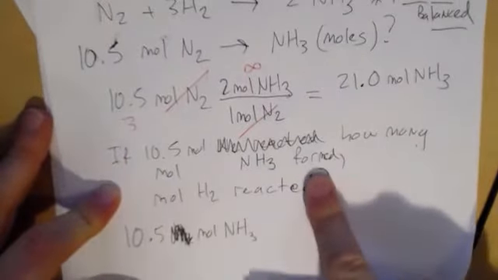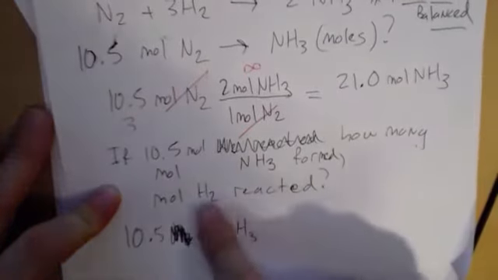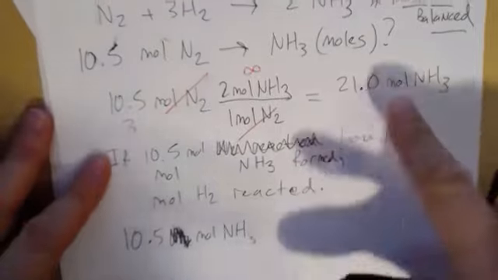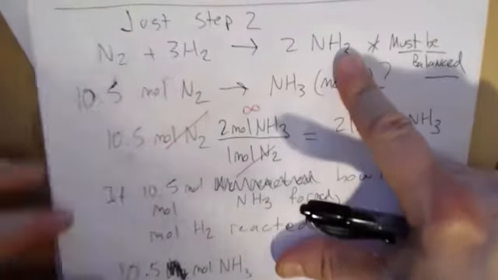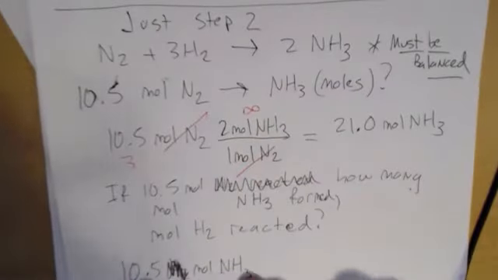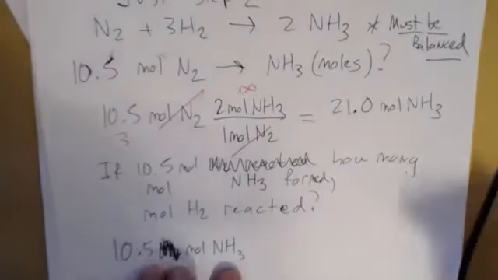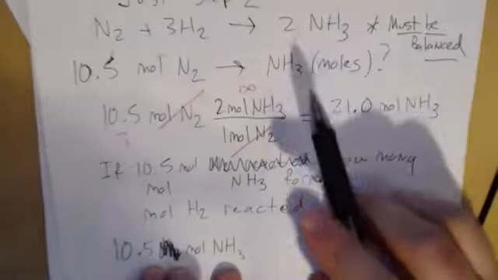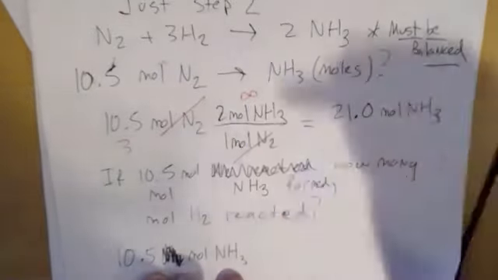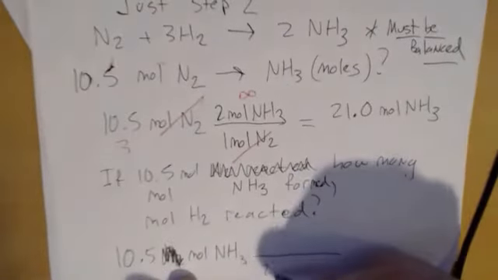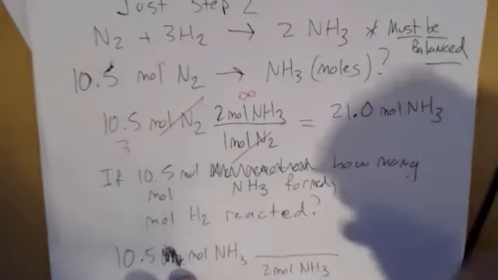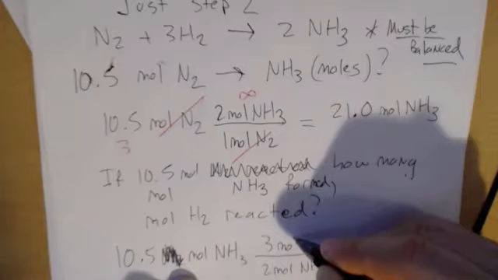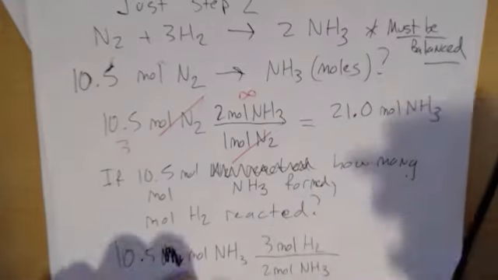10.5 moles of ammonia formed. How many moles of hydrogen reacted? So my product is actually my known, and my hydrogen's my unknown. So 10.5 moles of ammonia is my known. The mole ratio is 2 to 3. I want 2 moles of ammonia to cancel and 3 moles of hydrogen to form.